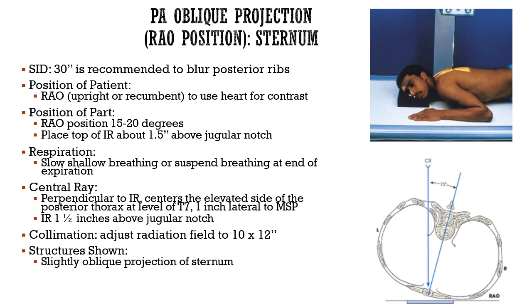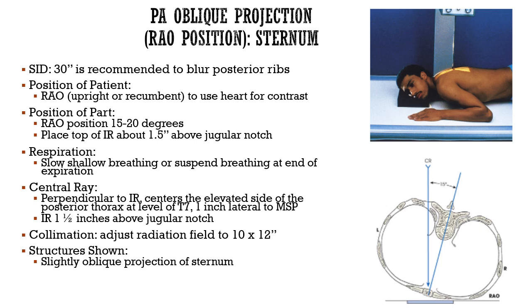In the RAO position, the patient is positioned with a 15 to 20 degree oblique. You want to place the top of the image receptor about 1.5 inches above the jugular notch, and you want to use slow, shallow breathing or suspend breathing at the end of expiration for the respiratory instructions. For the central ray, you want to enter the elevated side of the posterior thorax at the level of T7, and that's 1 inch lateral to the mid-sagittal plane.